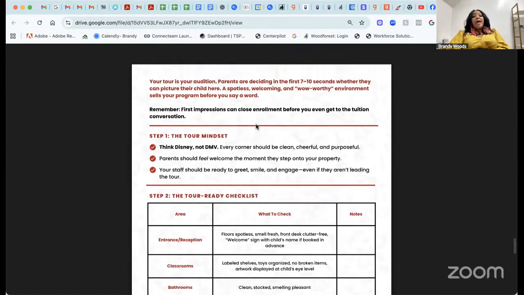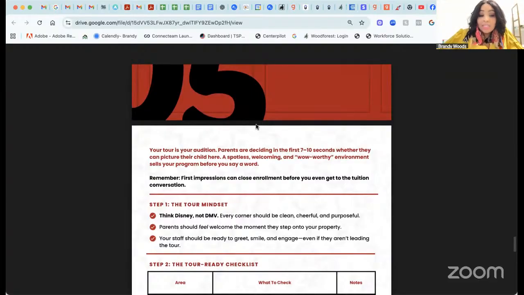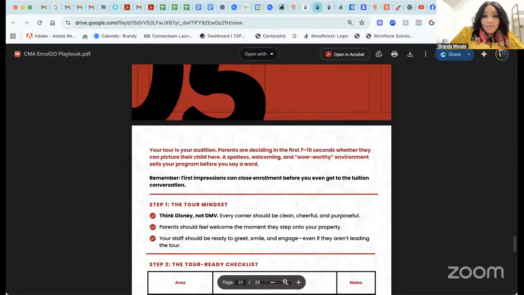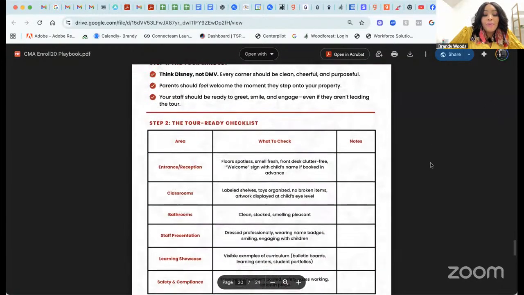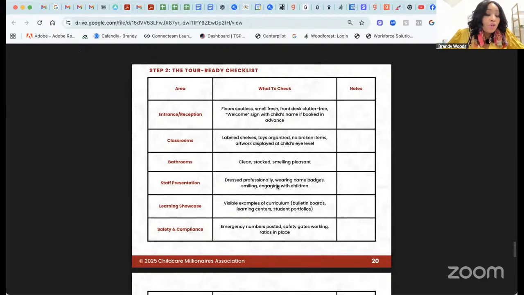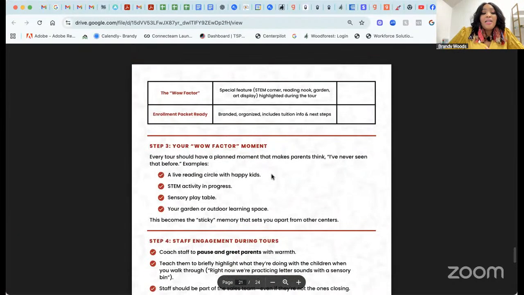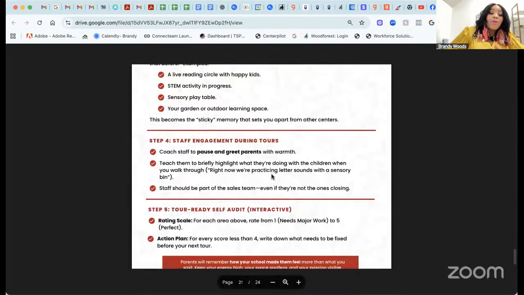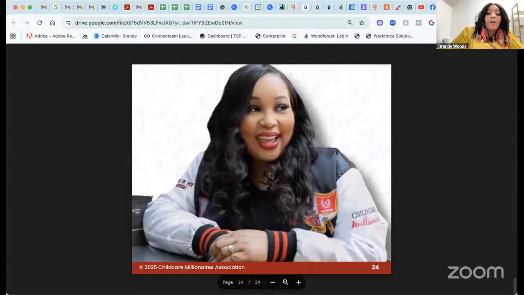It also has a checklist for your building to make sure that your classroom is tour ready. It says, I want you to think Disney, not DMV. We want it to be happy, not functional, right? We want to make sure that the students are being celebrated in the way that the parents walk through the building. So it asks you, is your staff presentable? Is there a learning showcase with the kids? Is it safe? Is it compliant? Are the restrooms clean? Do they smell pleasant? Are they stocked? Is there a wow factor? So I want to make sure that you go through this workbook.